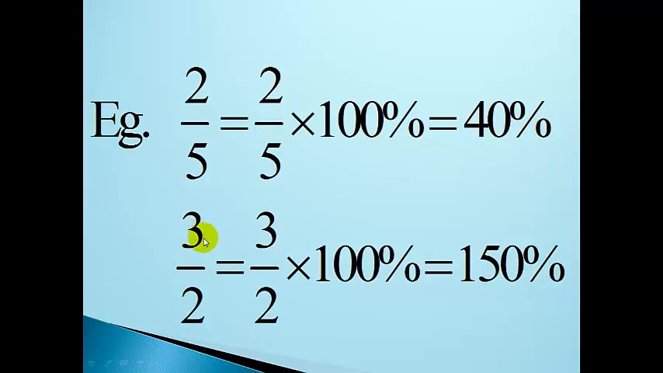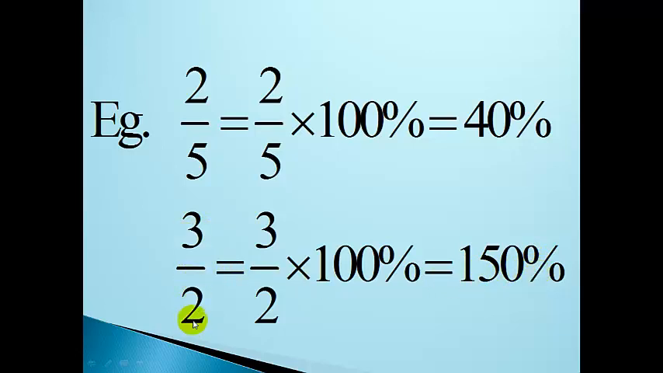Now, given the rational number 3 over 2, converting 3 over 2 to percentage, we multiply 3 over 2 by 100. And 3 over 2 times 100% will be equal to, now 2 goes into 100 50 times. When we multiply 50 by 3, the answer is 150. So we have 150%. This means that 3 over 2 is equal to 150% in percentage.